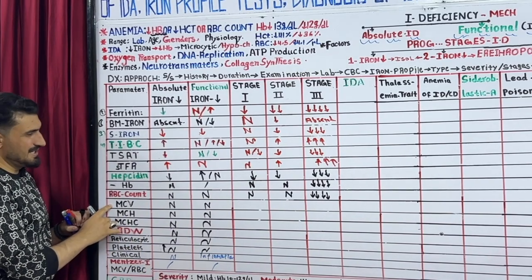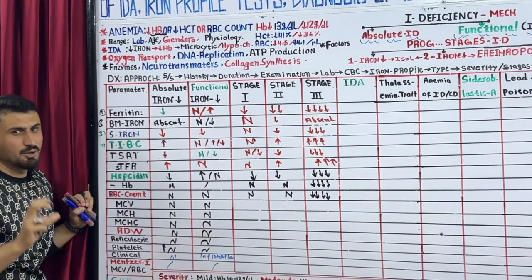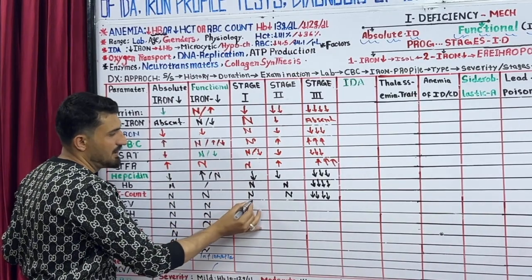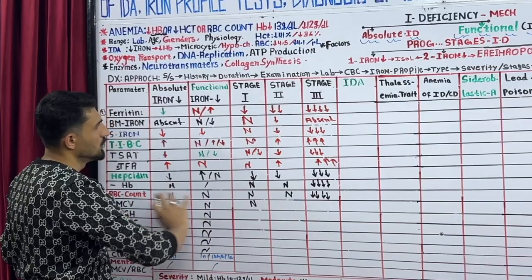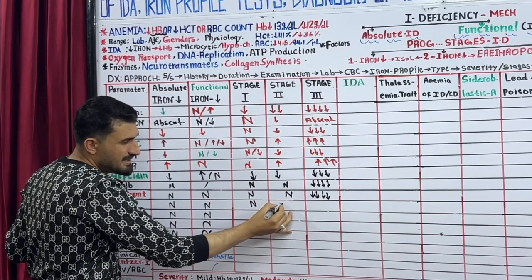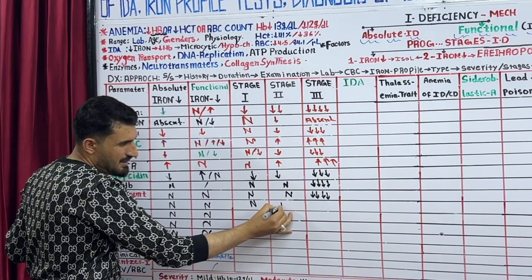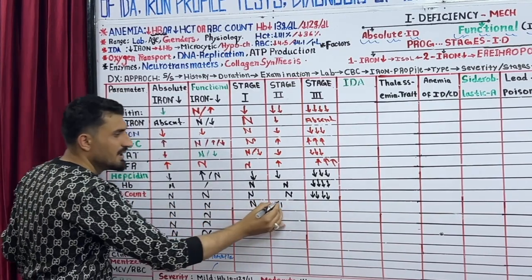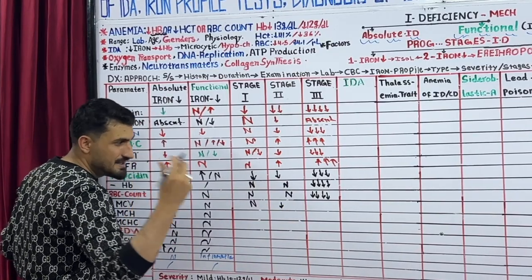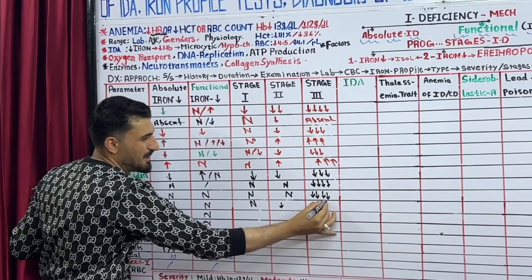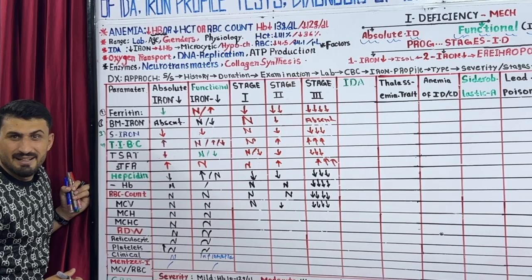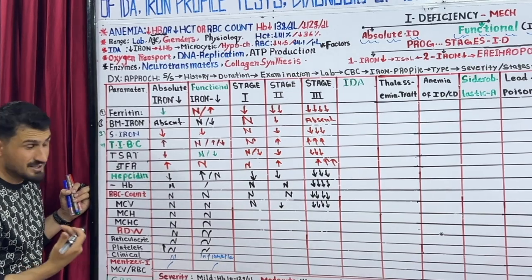About MCV, listen to me carefully. MCV means mean corpuscular volume, the mean size of RBC. Here we have enough iron in stage 1 for bone marrow, so it's normal. In stage 2 there might be a bit about MCV. You will find some small RBCs, but here you will find completely a lot of small RBCs, which are called microcytic RBCs. Got it? Or microcytic anemia.